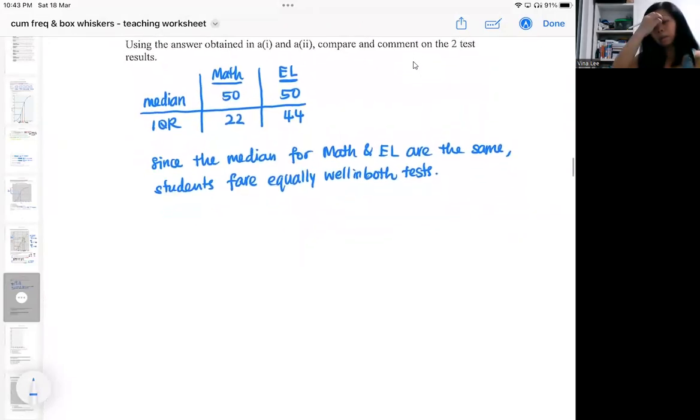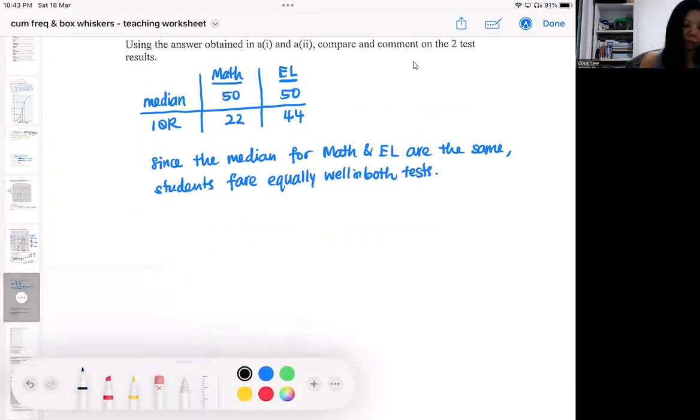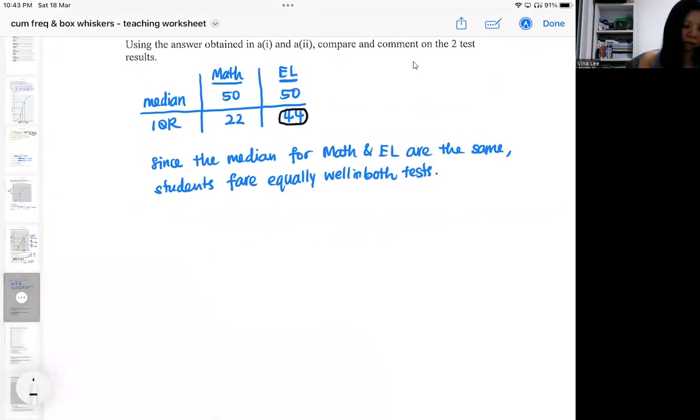But if we talk about the interquartile, there seems to be quite a huge difference in the interquartile. English has a very wide spread between the top 75 and the lower 25. Math, the spread is almost half. So what does the spread tell you? It is the same as your standard deviation. So if your interquartile range is very big, that means the students are actually not very consistent. So when the interquartile is very small, that means the students' marks are around the same. So they are actually more consistent.